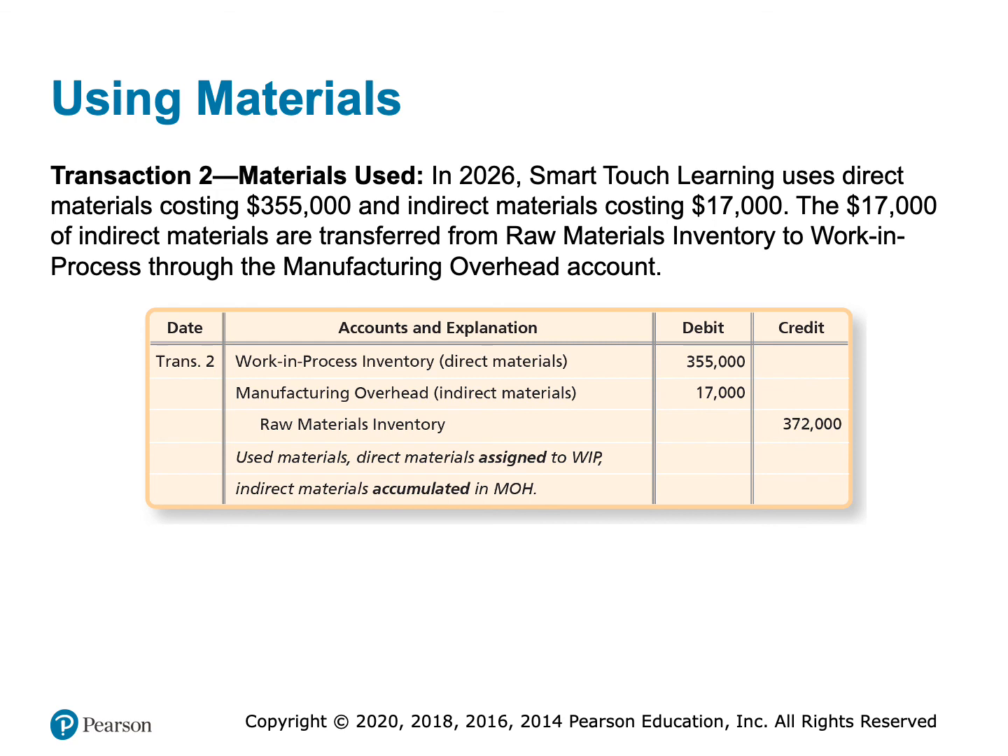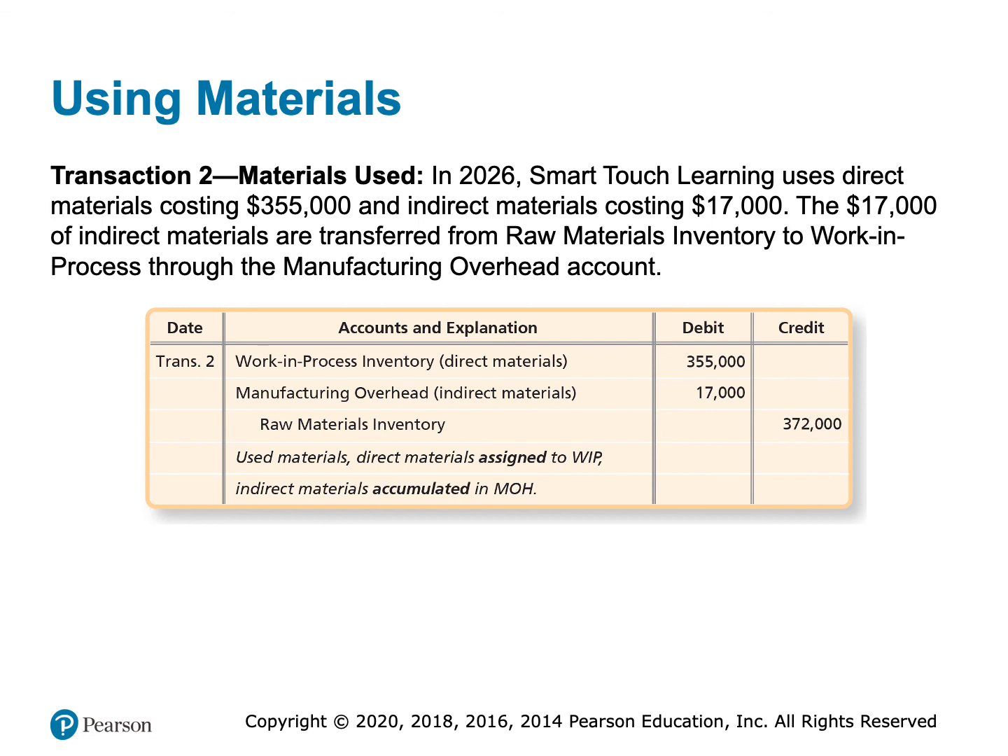So remember, work in process is an asset. We are debiting work in process for the direct materials amount. We are debiting overhead for the indirect materials amount, so we're increasing both of those accounts. We are crediting raw materials inventory, which is an asset, so we're reducing it. We're saying, hey, we've used these materials now. They're not sitting in raw materials anymore.